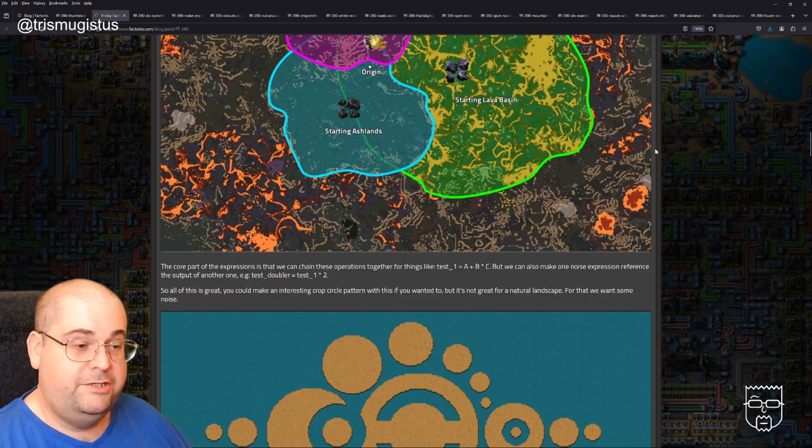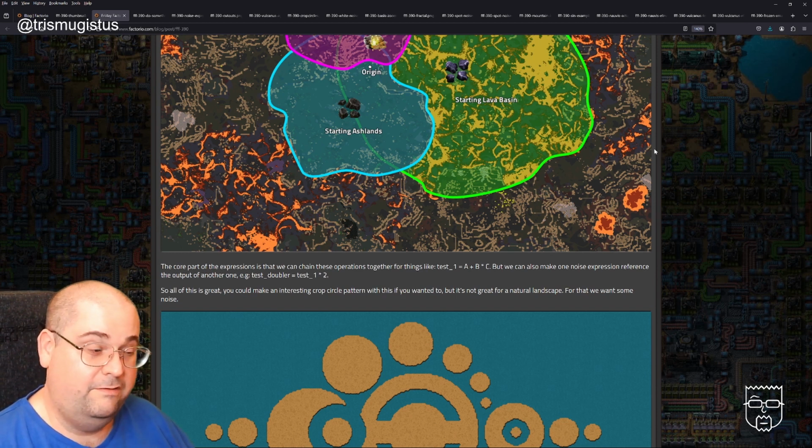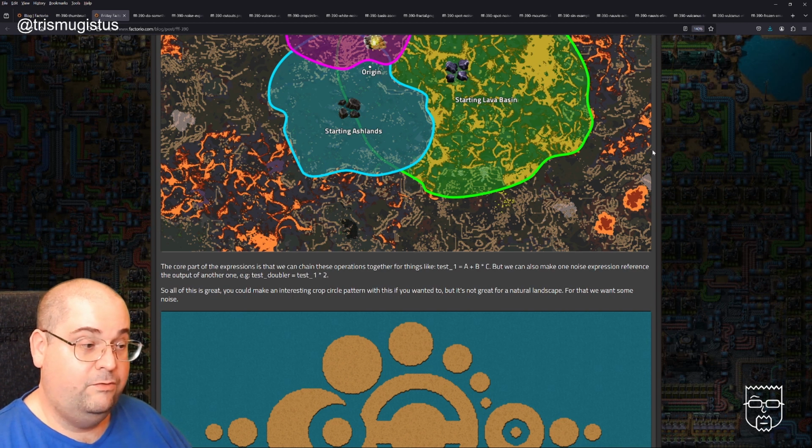The core part of the expressions is that we can chain these operations together for things like test1. If you think of test1 as being just a result, a function, where test1 equals a plus b times c, here you would be replacing values: you put in 5, 6 and 7 as a, b and c, and you would do the maths basically.